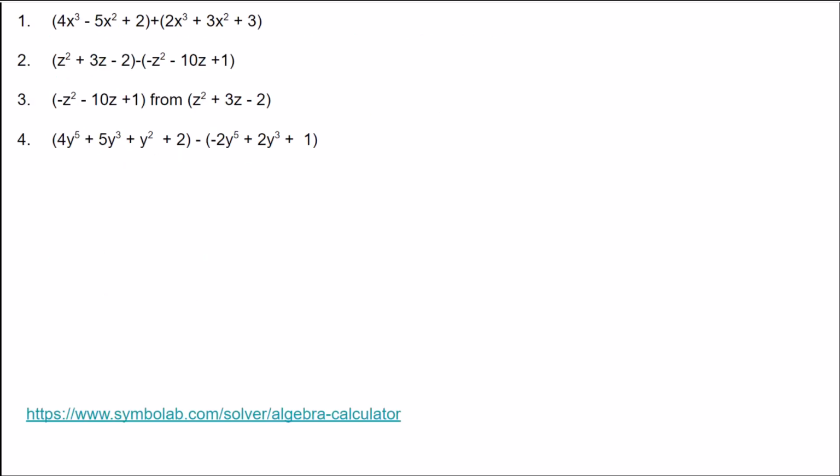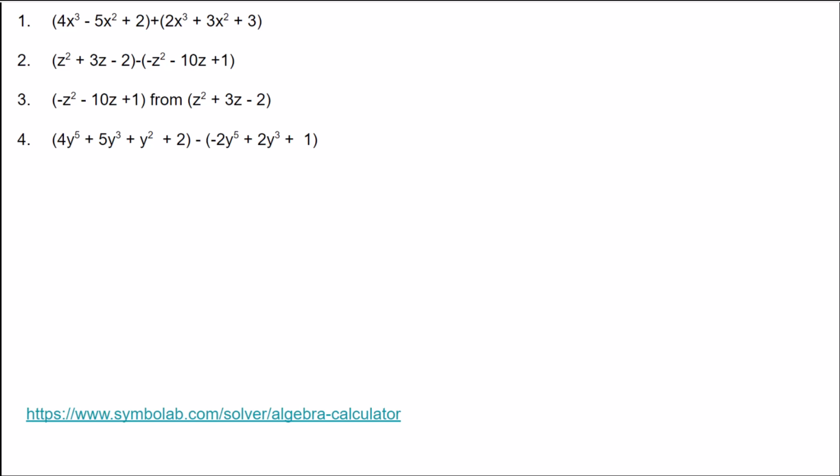Let's take a look at a few more examples. We'll do some addition and subtraction of polynomials now. If you'd like, pause the video here and work these out to see what you get, then come back and we'll go over the solutions. If you don't feel like doing that, then just keep watching and we'll go through the solutions right now.